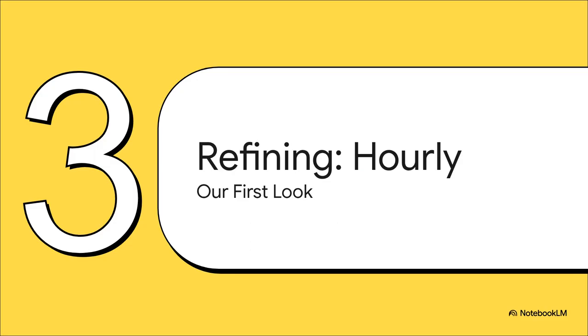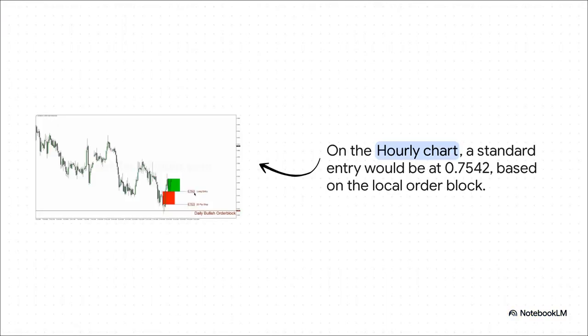Anchor is set. Now the fun begins. We start drilling down, and our first stop in the funnel is the hourly chart. This is where we'll get our first glimpse of a possible entry. As price drifts down towards that big daily level we found, a pretty standard logical trade would be to just buy this local hourly order block right here at 0.7542. And look, it's not a bad entry. It's perfectly valid. But let's talk about the risk involved.